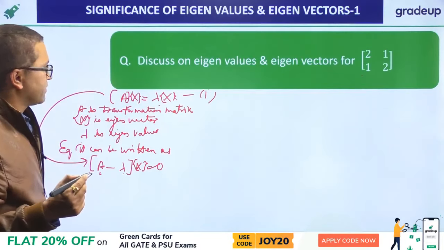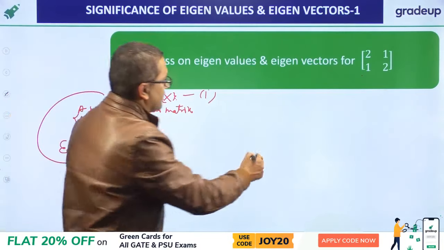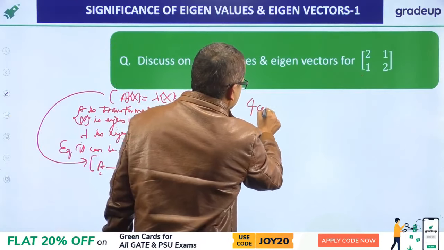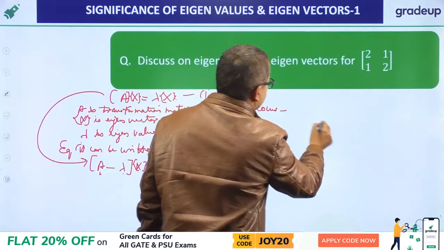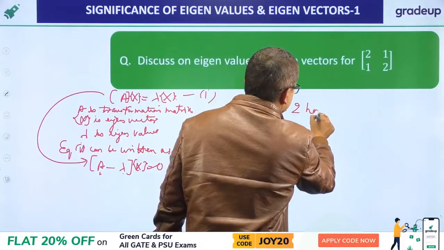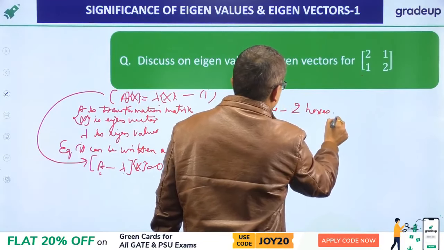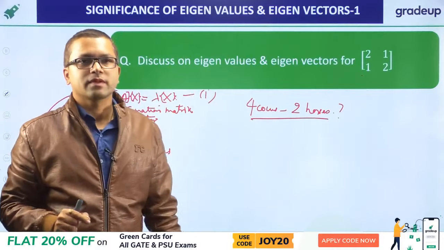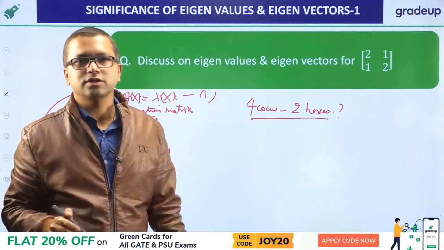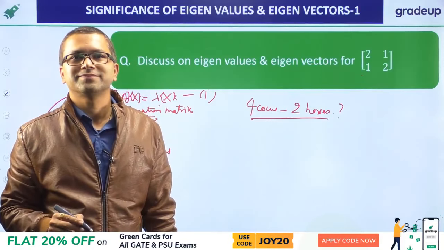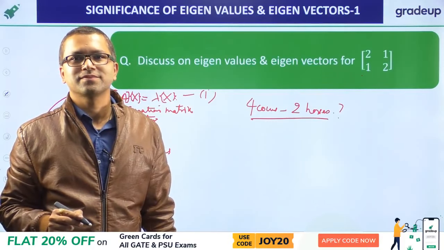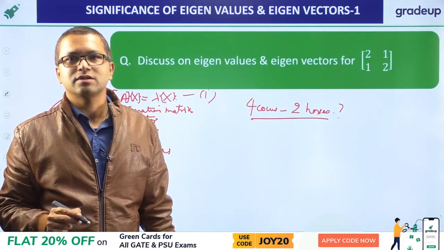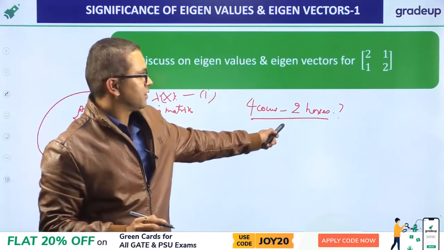So, if I ask what is 4 cows minus 2 horses, can you answer this? What is the value of this?